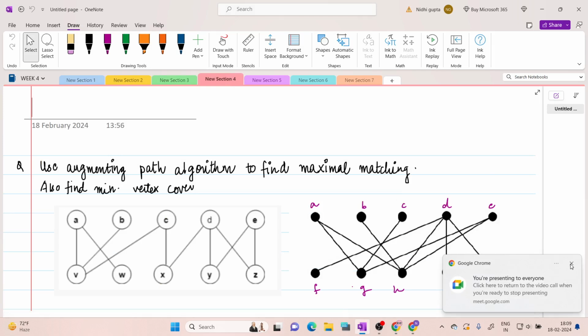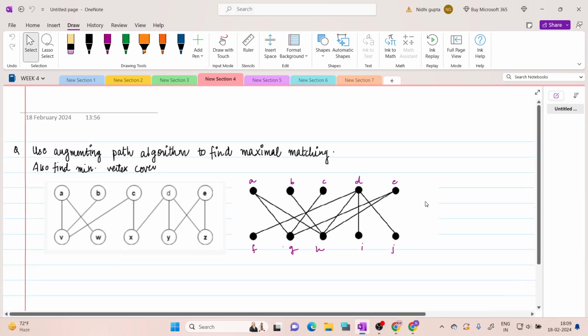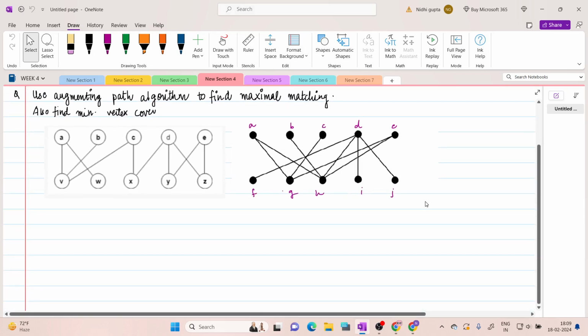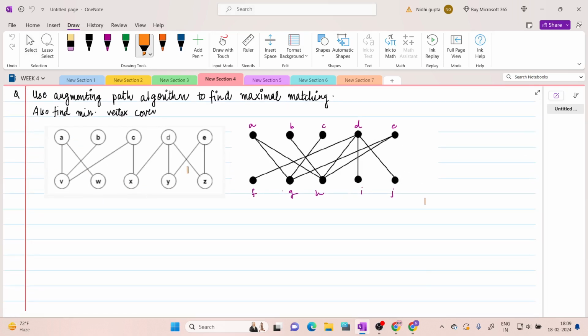Now, if a graph is big, as in the graph has many edges, and it is not straightforward to find a maximal matching, then we have an algorithm to find a maximal matching, which is the augmenting path algorithm. So I'll try to do it. The augmenting path algorithm helps us in finding a maximal matching.